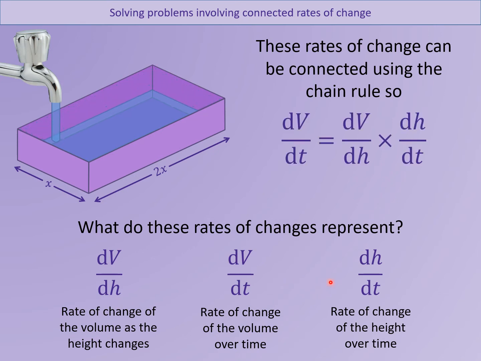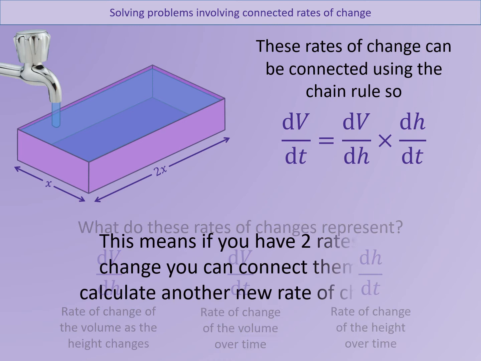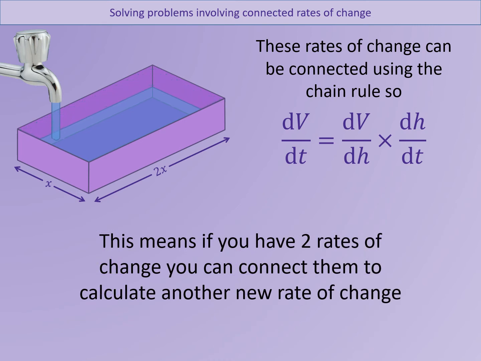So for example, if I had the change in volume over the change in time, and I had the change in height over the change in time, I could substitute those two in this formula. I could do a bit of rearranging by maybe dividing by this, and that would allow me to work out my change in volume over the change in height. So if I'm given any two, or I can easily calculate one of these and then substitute it in, then that will allow me to work out the third rate of change. This is what we mean by connected rates of change. If you've got two rates of change, you can put those together to make a third rate of change.